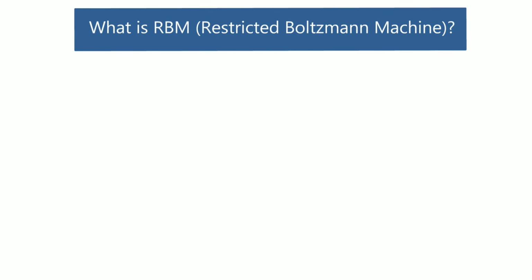What is RBM? RBMs are called restricted Boltzmann machines. They are a type of NN, called a Boltzmann machine with restricted layers to two layers: a visible layer and a hidden layer.